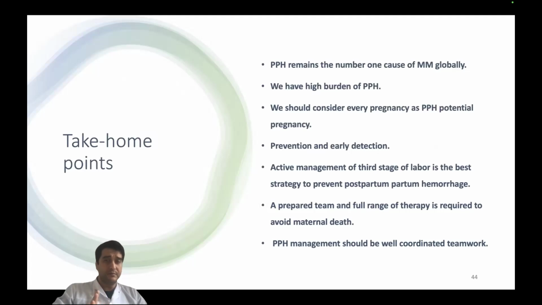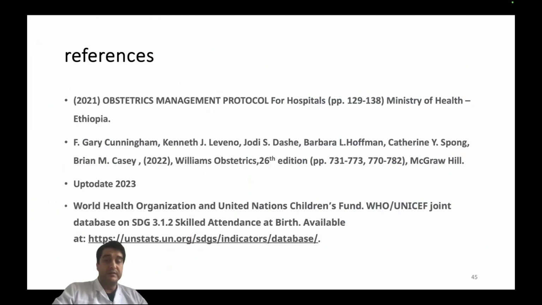Take-home points. Postpartum hemorrhage remains the number one cause of maternal mortality globally. We have a high burden of postpartum hemorrhage. We should consider every pregnancy as a potential postpartum hemorrhage pregnancy, with prevention and early detection. Active management of the third stage of labor is the best strategy to prevent postpartum hemorrhage. A prepared team and a full range of therapy are required to avoid maternal death. Postpartum hemorrhage management should be well-coordinated teamwork.